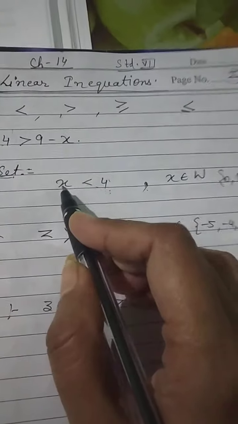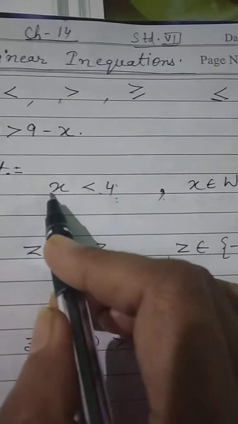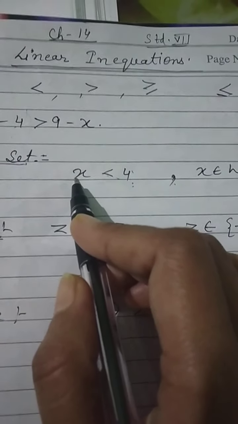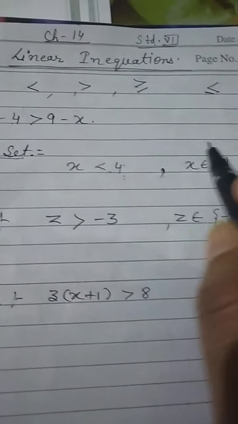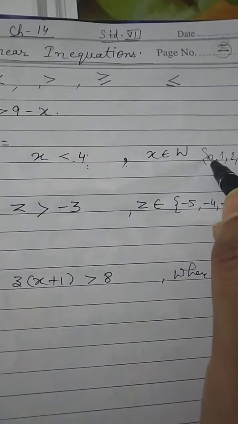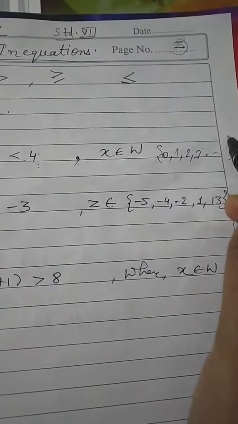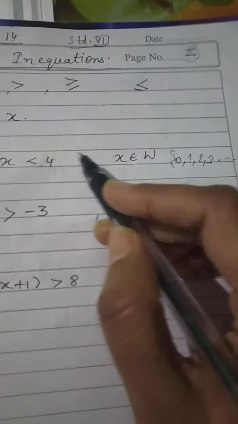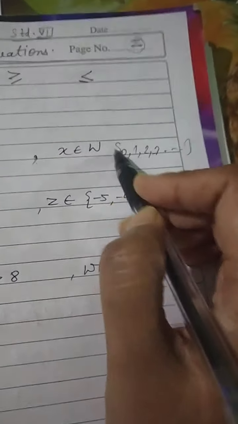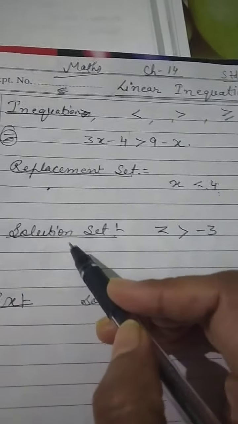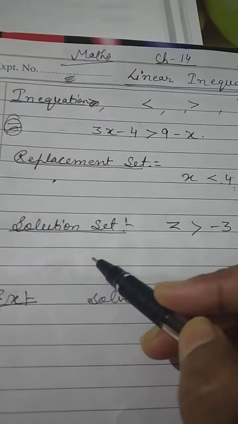Okay. So x is less than 4 means the x values are those values which are less than 4. So less than 4 you will get only 1, 2, 3 or 0 also. That will be the solution. But the replacement set is this only. This means all the values of x belong to whole numbers only. So its replacement set is this. Now understand the solution set. You will understand both better.